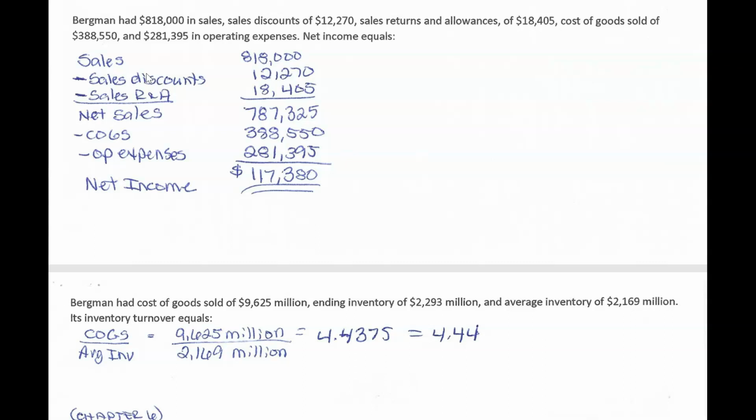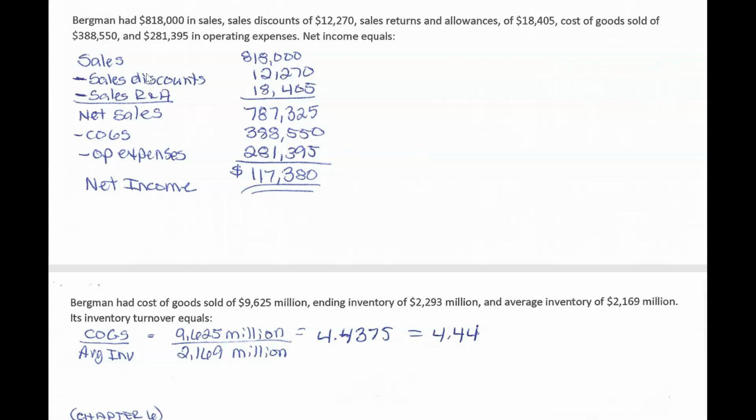Bergman had $818,000 in sales, discounts of $12,270, sales returns and allowances of $18,405, cost of goods sold of $388,550, and $281,395 in operating expenses. What is the net income?